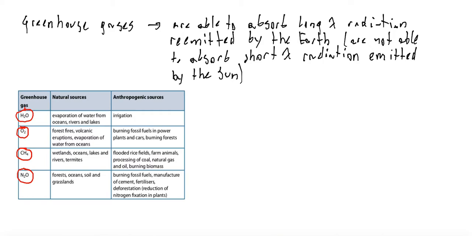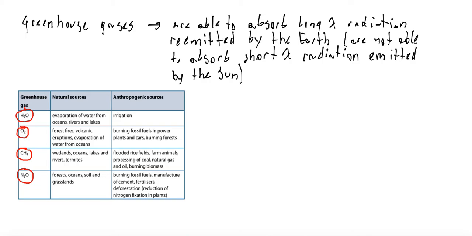And the anthropogenic source is irrigation. Due to the irrigation we also have more surface covered by water, so bigger evaporation. Okay, CO2, so carbon dioxide: forest fires, volcanic eruptions, evaporation of water from oceans.